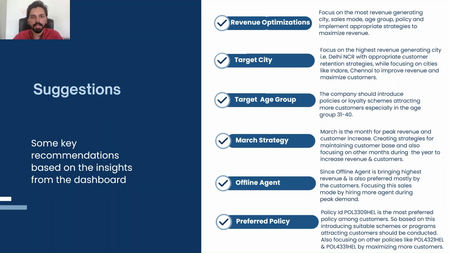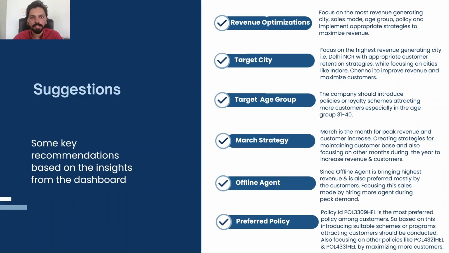And the March strategy. As we have already seen in the dashboard, March has the highest revenue and also the highest number of customers the company is getting is from the month of March. So based on this, the company should start creating strategies for maintaining customer base and also focusing on other months to improve the revenue and the increase in the number of customers in other months apart from March.